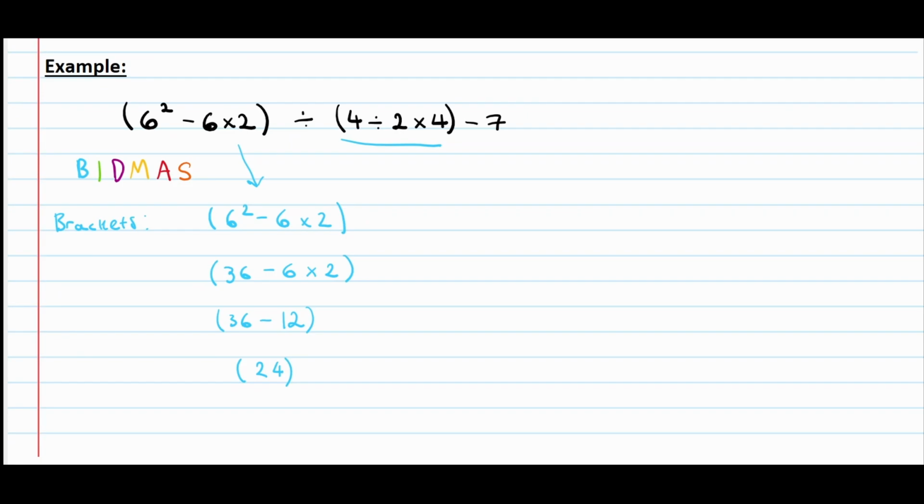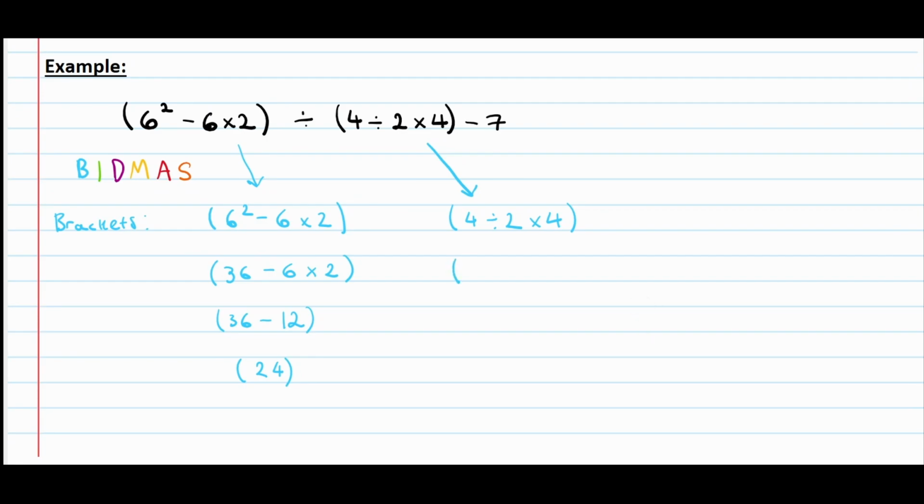The 4 divided by 2 times 4. So let's try that out, shall we? We have in brackets 4 divided by 2 times 4. Solving this bracket right here. And then we go through the order of operations again. Do we have any more brackets inside? No. Do we have indices? No. Do we have division? Yes, we have division. So that's the first thing we're going to solve first.